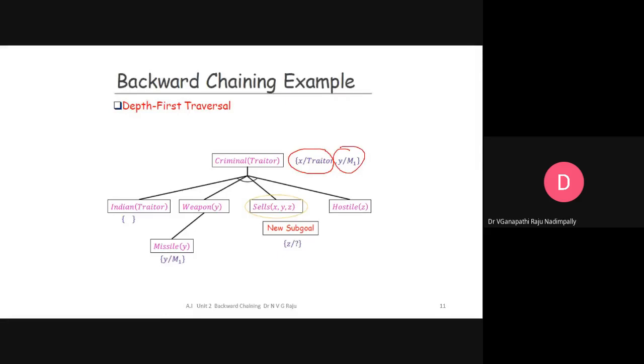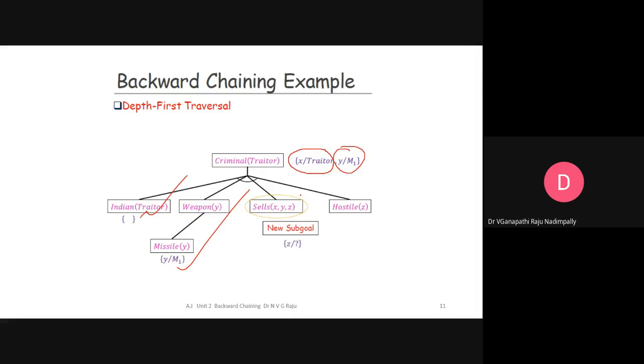You can ask one question, sir, when we have to stop the backward chaining. Once I get all the values of all the variables X, Y, Z, then I have to stop. In one way, that is the stopping condition. Another way, I will tell you the stopping condition. Now we have observed that X is a traitor, we have completed. Y is M1, we have completed.